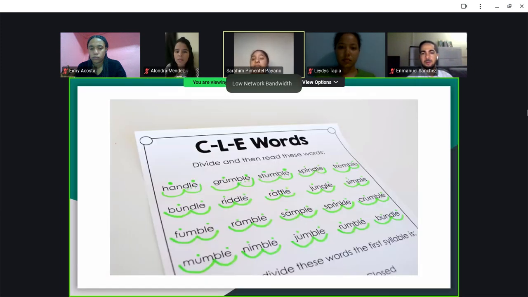Next one. Now, here we have some examples of consonant-le words that are final stable. We have, for example, humble, simple, jungle, etc. Next one.